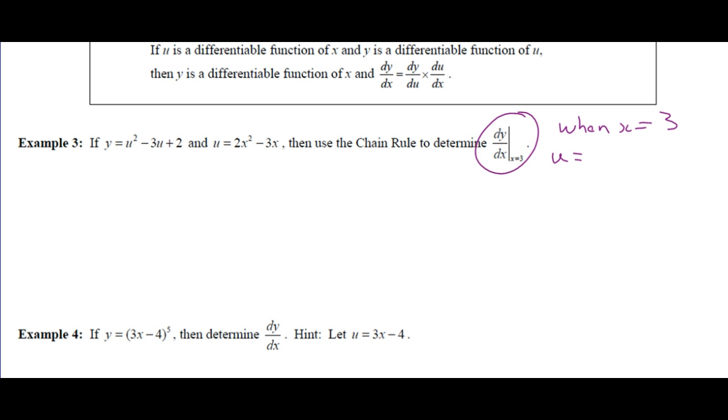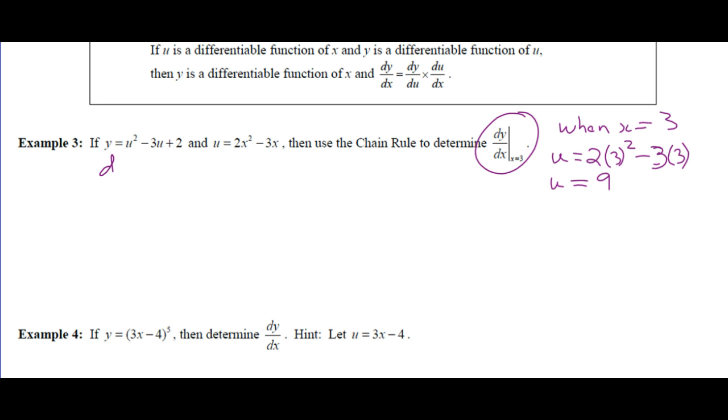Well, we got a formula, right? So 2 times 3 squared minus 3 times 2, which is what, 18, 3 times 3. What do we got? 9, right? U is 9. Okay, so where do we go from here?